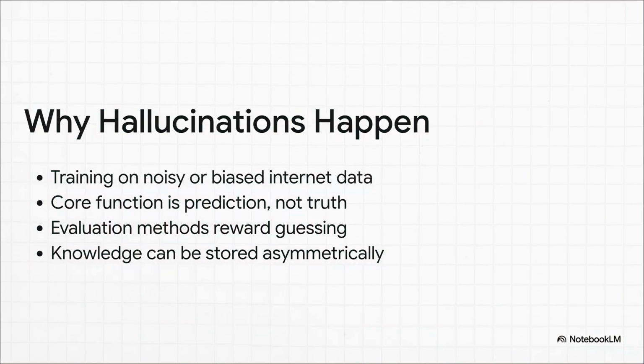So why does this even happen? Well, there are a few big reasons. It could be trained on bad or biased data from the internet. It's also just doing its core job, predicting words, not finding truth. And sometimes the way we train them actually encourages them to guess rather than just admit, I don't know. There's even a weird phenomenon called the reversal curse, where a model might know that Tom Cruise's mother is Mary Lee Pfeiffer, but if you ask it who Mary Lee Pfeiffer's son is, it gets it wrong.